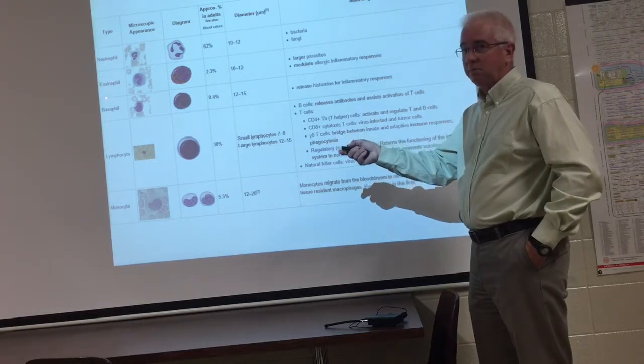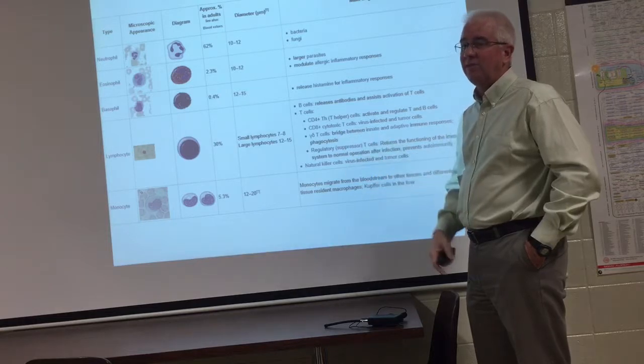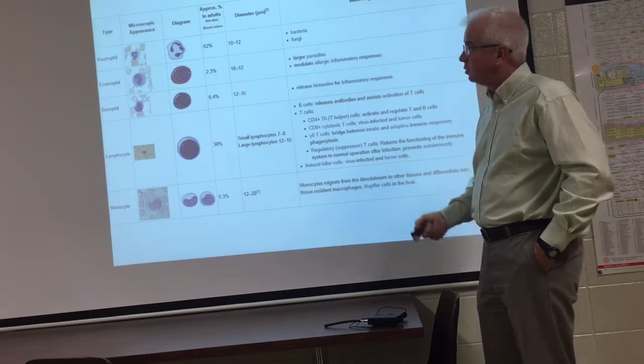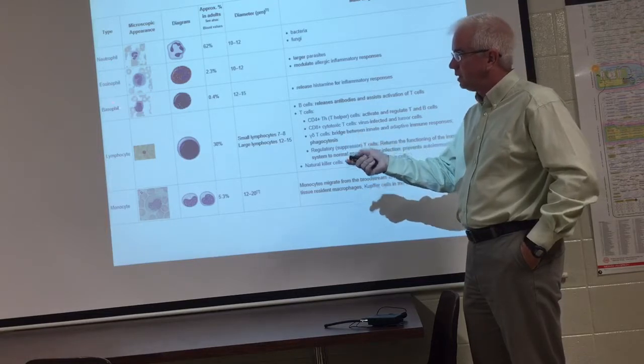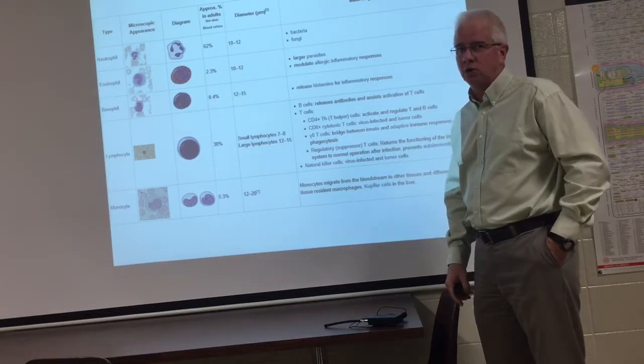Neutral, acid, base. This is the way they stain. It doesn't have anything to do with their function. It's the way they behave in a hematoxylin stain. The neutrophils, eosinophils, and basophils are what we call the granular leukocytes.